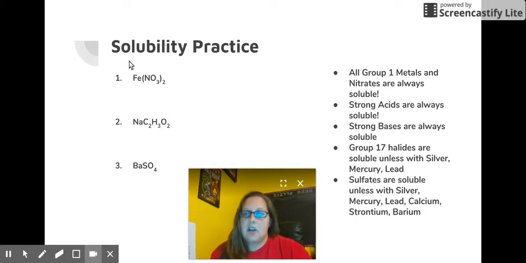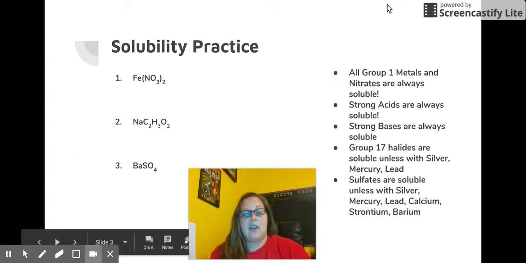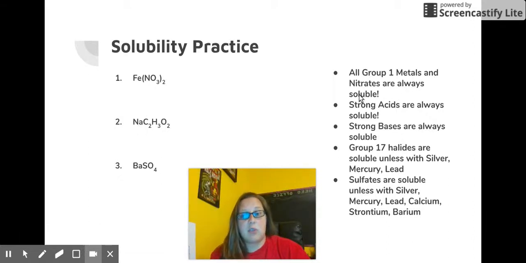Alright, so we already talked about iron 2 nitrate and the fact that it is soluble. The next one is the sodium acetate. So this is the acetate ion. You do need to know that polyatomic ion. So we talked about acetate not having a rule here, but there is a rule for the sodium. Sodium, again, is the group 1 metal.